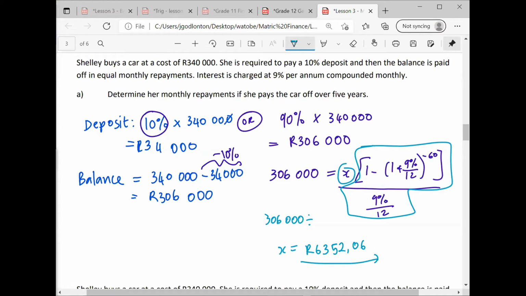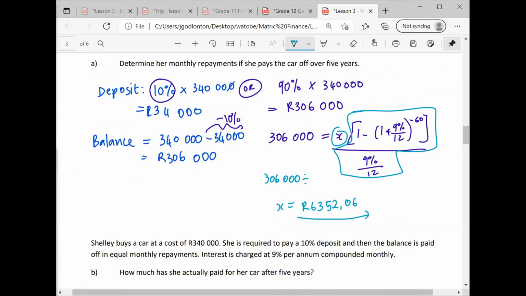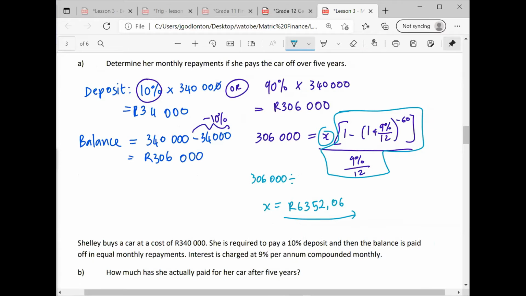Okay, I'm hoping that this is going okay so far. All right. So, next one.